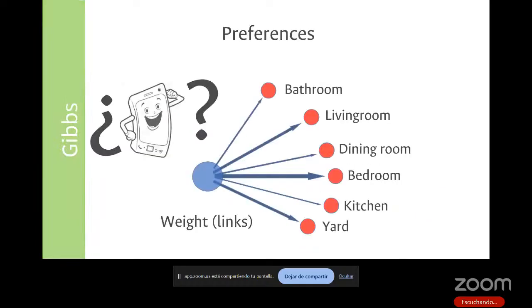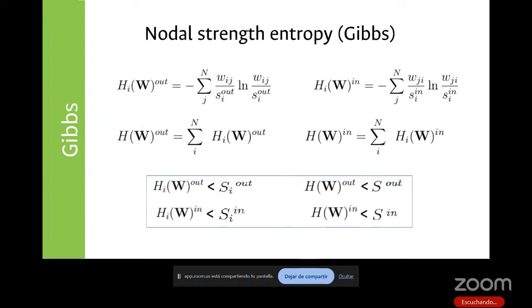And then we are going to add for all of the nodes, the 20 nodes of the network. When we talk about the weighted network, we talk about preferences. It means that it is much more probable to find my cell phone in the bedroom than in the bathroom. Then I can also play the game of defining an entropy. In this case, it would be similar to the Gibbs-Boltzmann entropy.